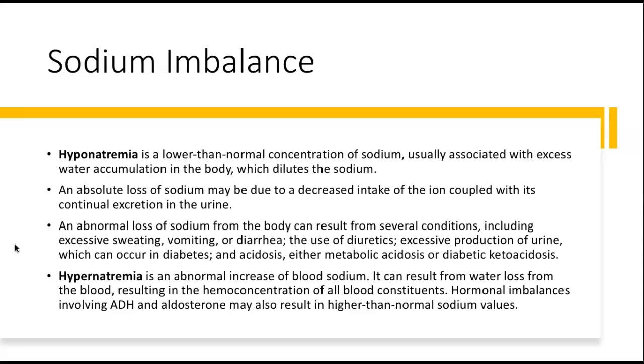And then on the other end of that spectrum is hypernatremia, an abnormal increase of blood sodium. It can result from water loss from the blood, resulting in the hemoconcentration of all blood constituents. Hormonal imbalances involving antidiuretic hormone and aldosterone might also result in that, because they can make you urinate much more, and that could result in higher than normal sodium values.